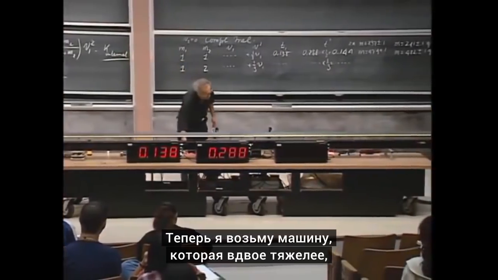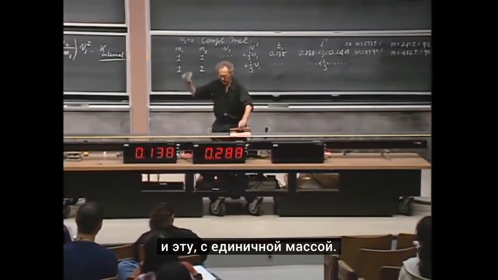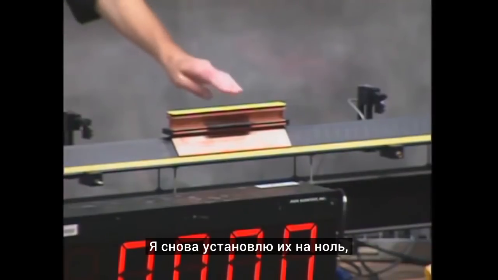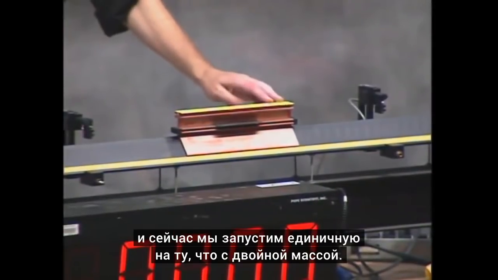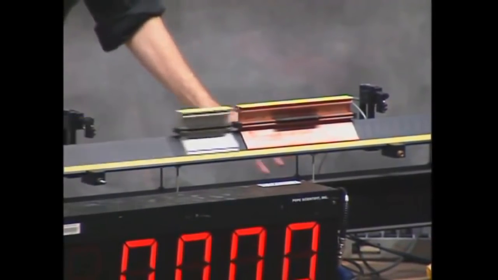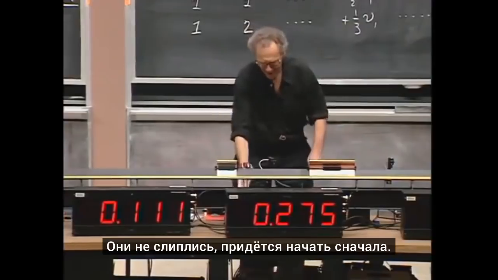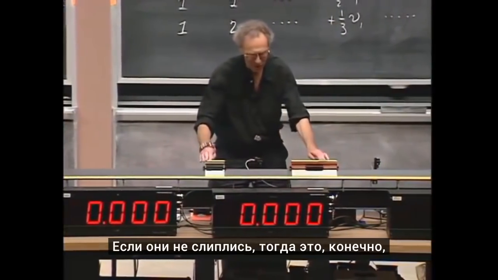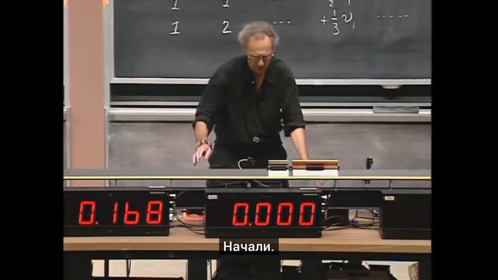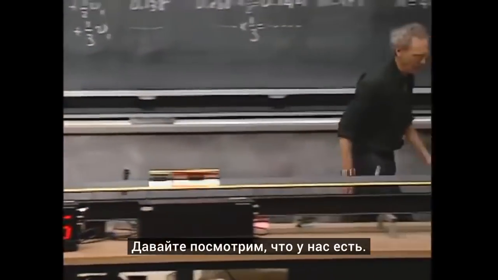Now I will have a car which is twice the mass, and this is once the mass. I will set them again to 0. And now we get 1 onto double the mass. We ready? There we go. Oh, you see they bounced. They didn't stick. So we have to start all over. If they don't stick, of course, then it's not a completely inelastic collision. There we go. They made a slight bounce, which I didn't like. Let's see what we get. You can always do it again.